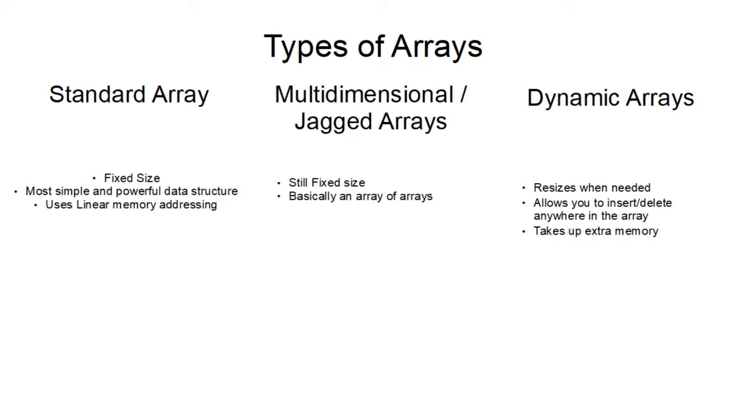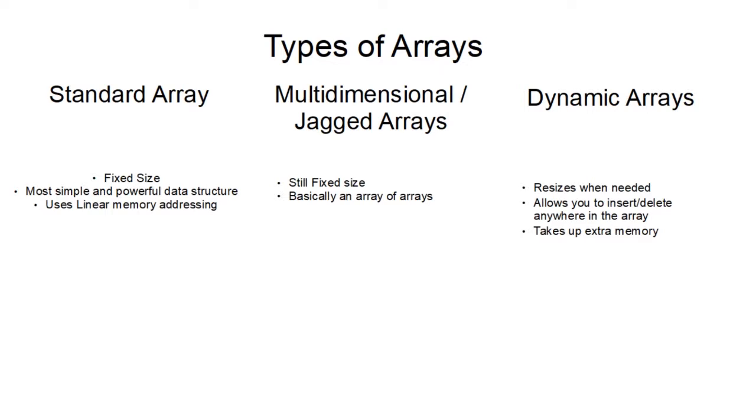So there's a few different types of arrays. Standard array, kind of talked about. It's fixed size. It's really simple but really powerful. It also uses linear memory addressing, which is a little more technical than I want to go into, but I just want to point it out. And we have multi-dimensional and jagged arrays. It's still a fixed size. Really, it just comes down to it's an array of arrays.